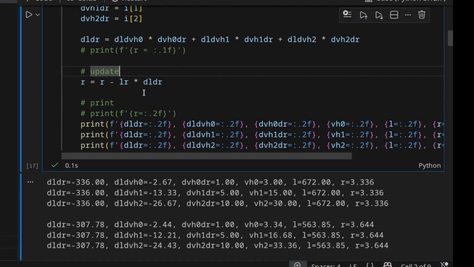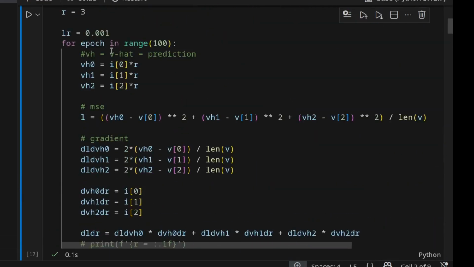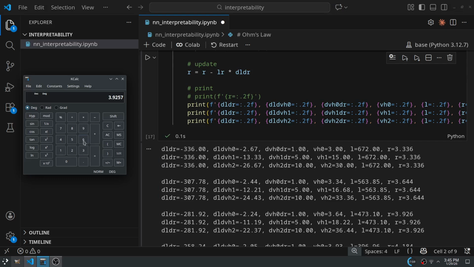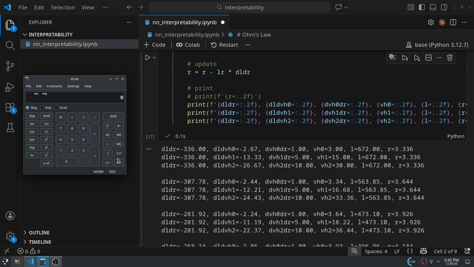Alright, so the update consists of taking whatever value R is, which is 3 to begin with, and subtracting from it a percentage, or learning rate, of the global derivative. So if the global derivative is negative 336, and the learning rate is 0.001, you would be subtracting it, and subtracting a negative is the same thing as adding. So I'll just do the addition and clear this out. It starts out at 3, so you have 3 minus the learning rate times the derivative.